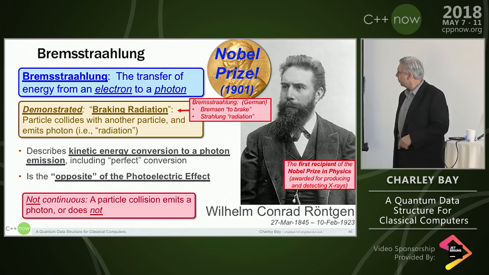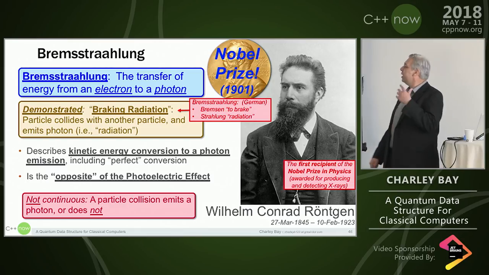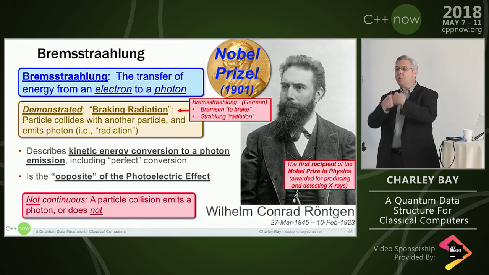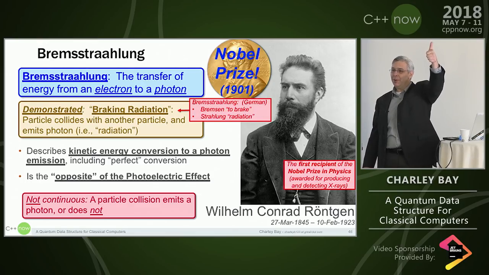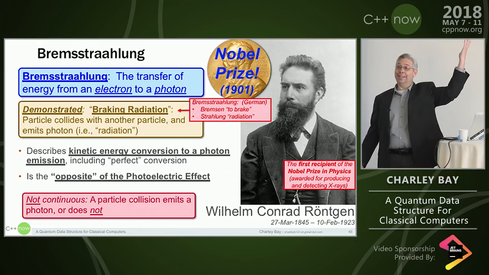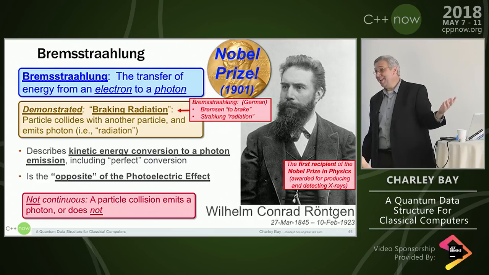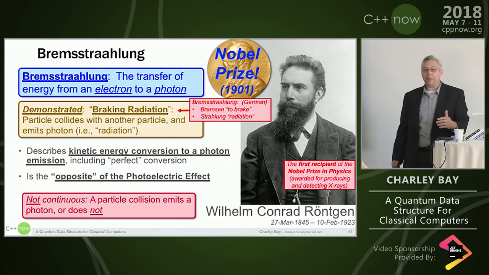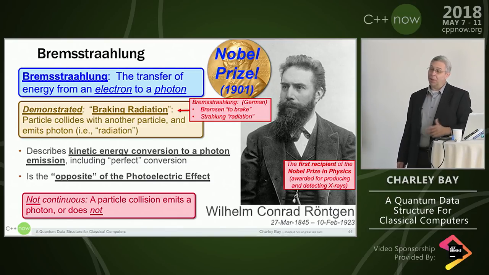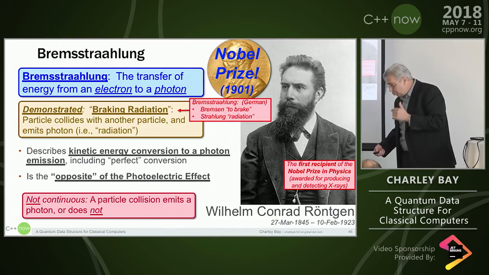First winner of the Nobel Prize, Wilhelm Conrad Röntgen. If you bang two particles together really hard, you either do get x-rays or you don't. That's it. Do you get half an x-ray? No, you don't get half an x-ray. So banging particles together emits photons. Well, that's cool. So you have discrete interactions.